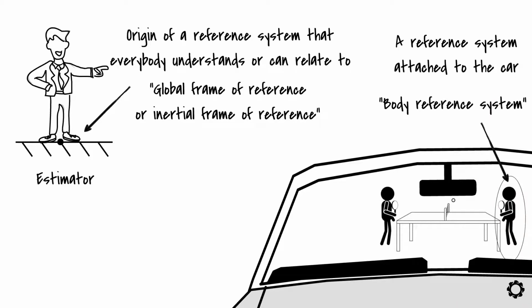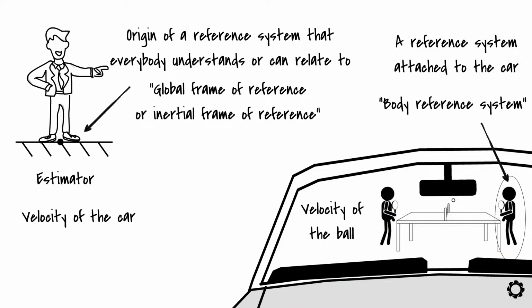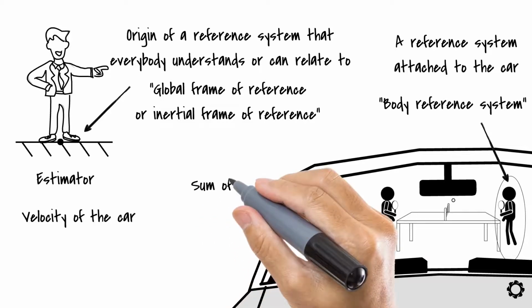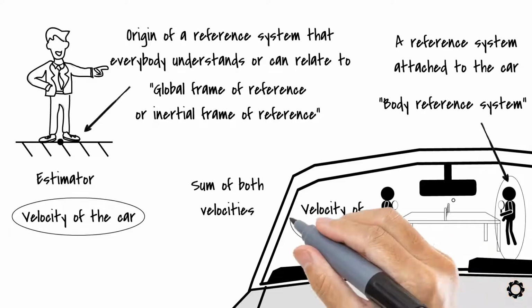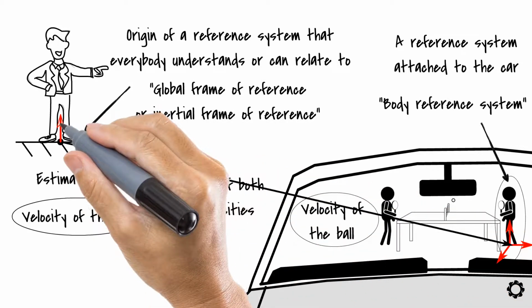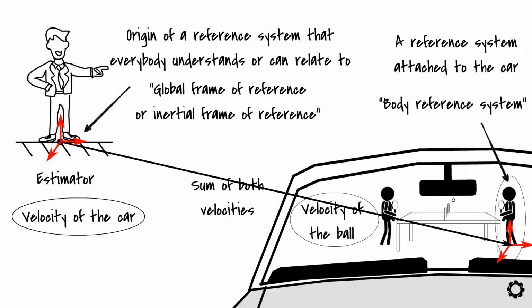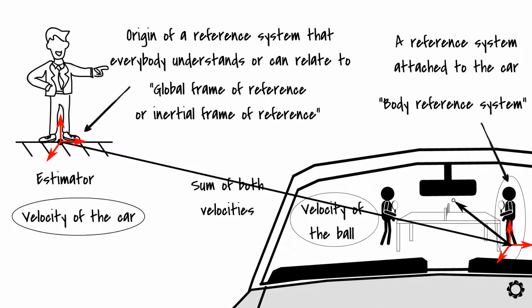For you, it is simpler to say, what's the velocity of the car? And for the passenger, it's simpler to say, what's the velocity of the ball? Finally, you say that the velocity of the ball is the sum of both velocities. The one that you see plus the one that the passenger sees. In formal terms, the velocity of the ping pong ball is the velocity of the origin of the body coordinate system measured from the inertial frame of reference plus the velocity of the ball measured with respect to the body reference system. This becomes much clearer.